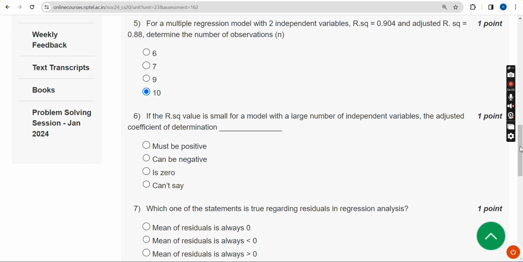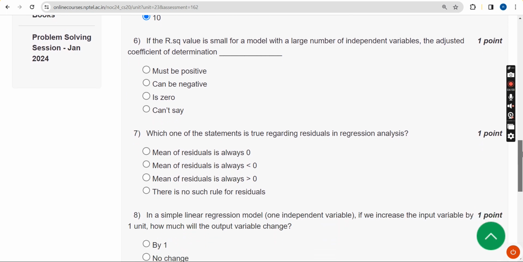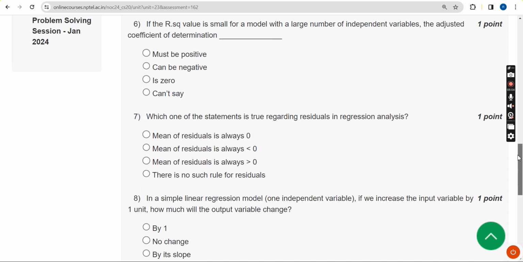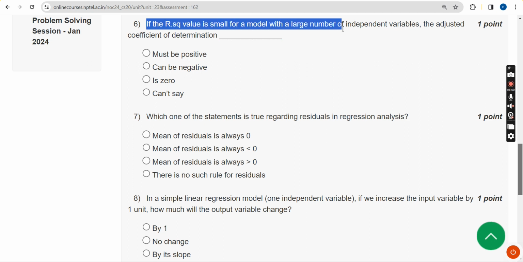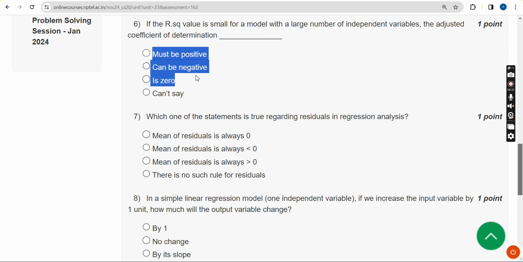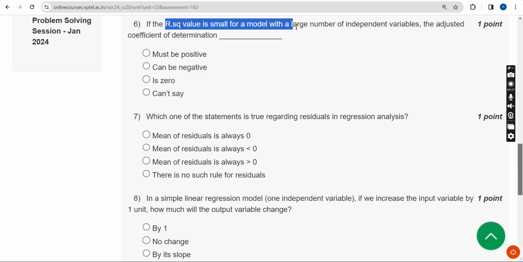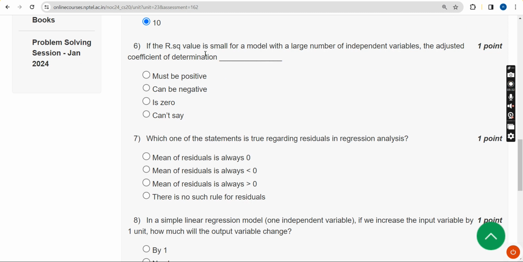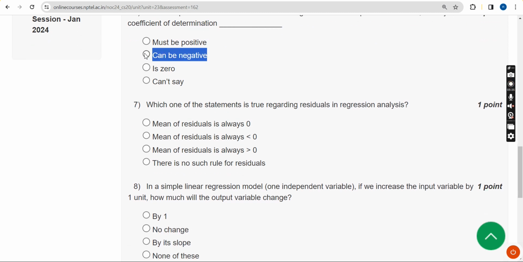Now moving on to the sixth question. If the R square value is small for a model with a large number of independent variables, the adjusted coefficient of determination can be, what? Is it positive, negative, zero, or we can't say? So if R square value is small for a model with a large number of independent variables, then the adjusted coefficient of determination can be negative. So this is the probable answer, guys.